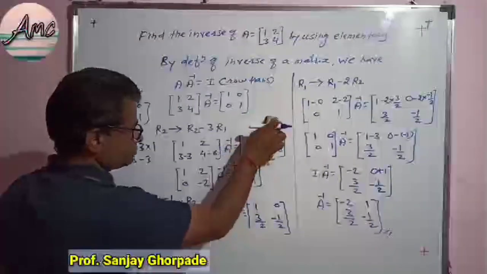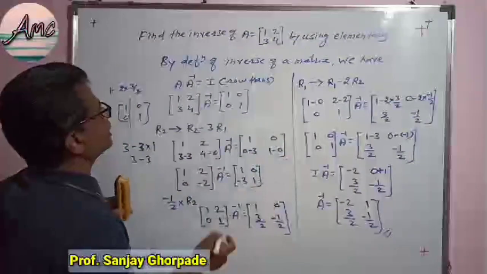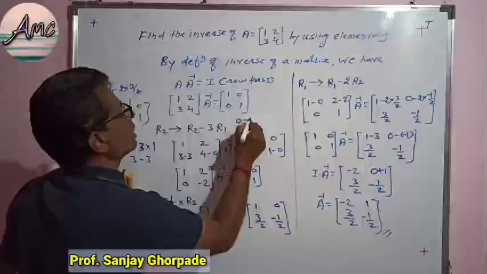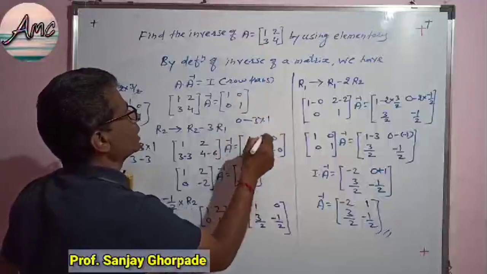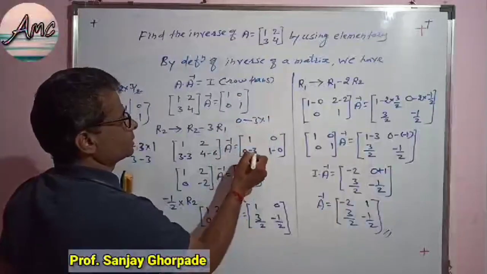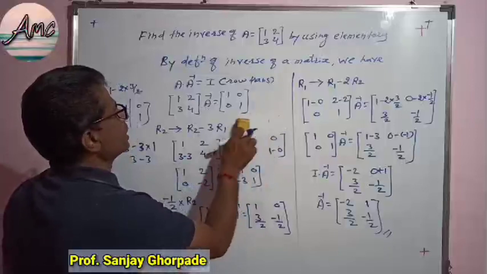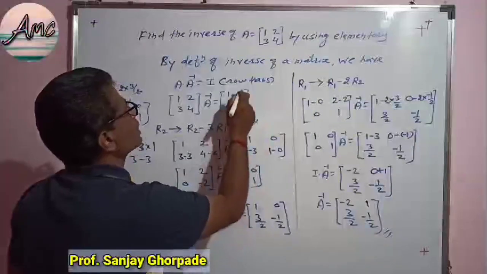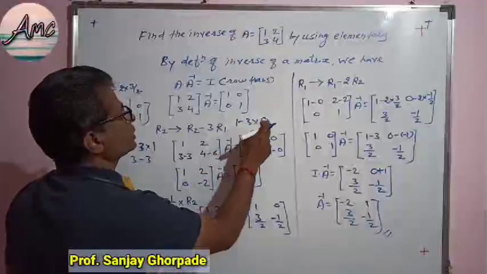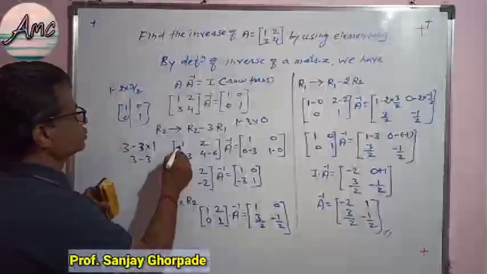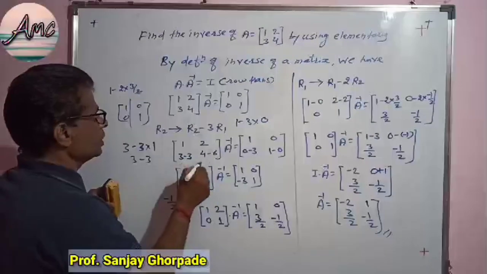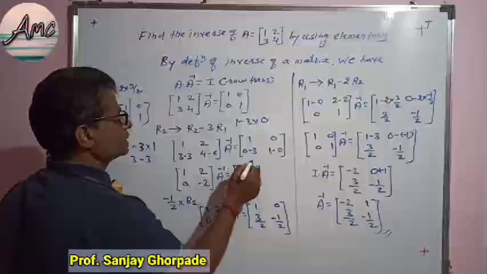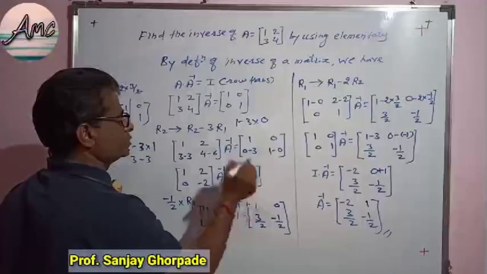Like that. Come to the right hand side. So R2 is what here? 0 minus 3 times R1. 3 times R1 is what? 1. So 0 minus 3. Next, R2 is what here? 1 minus 3 times R1. R1 is what here? 0. So 1 minus 3 into 0, 1 minus 0. Right. So 1, 2 as it is, 3 minus 3 is 0. So 2 as it is, 4 minus 6 is what? Minus 2. 1, 0 as it is, 0 minus 3 is minus 3, 1 minus 0 is 1.